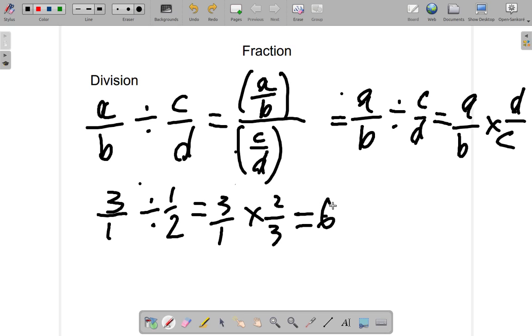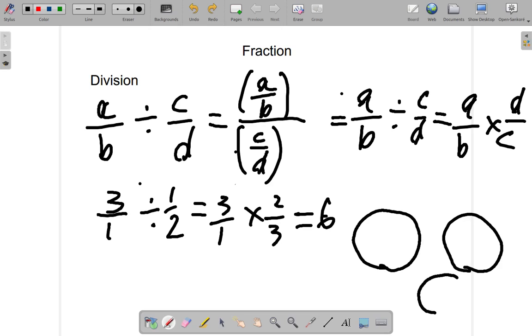Now, what does that all mean? How does 3 divided by a half become 6? It's like saying you have 3 whole circles, half each, half this, half this, half this. Good. How many equal parts do you have? 1, 2, 3, 4, 5, 6 equal parts, right? So you have 6. All right.